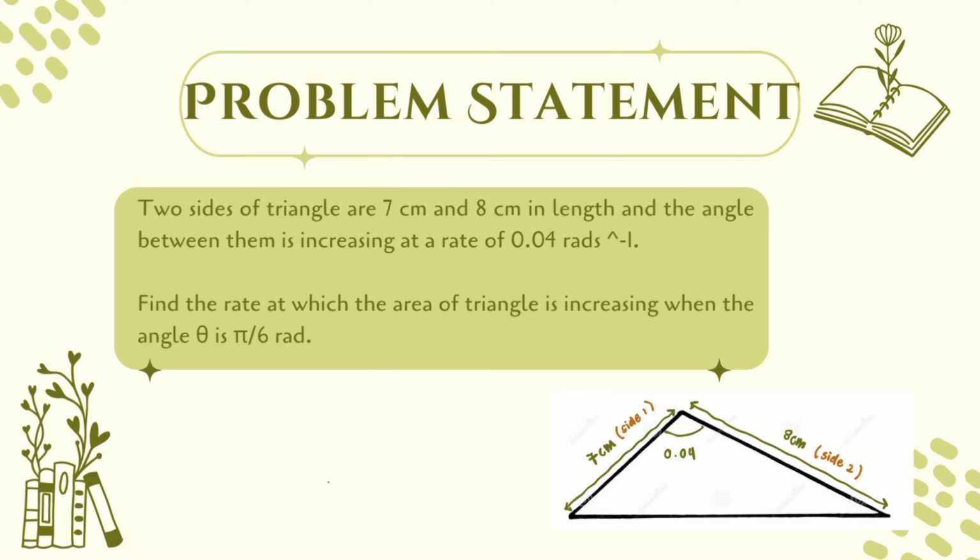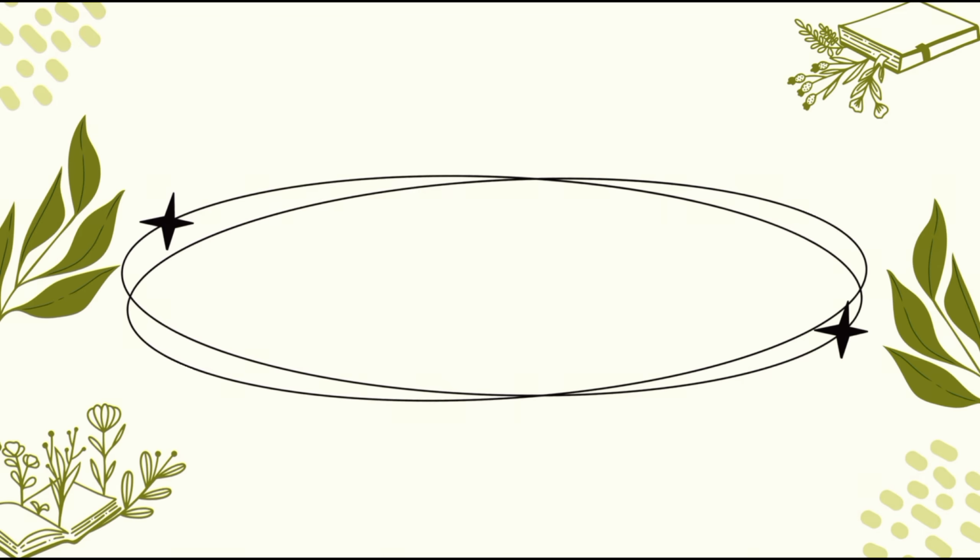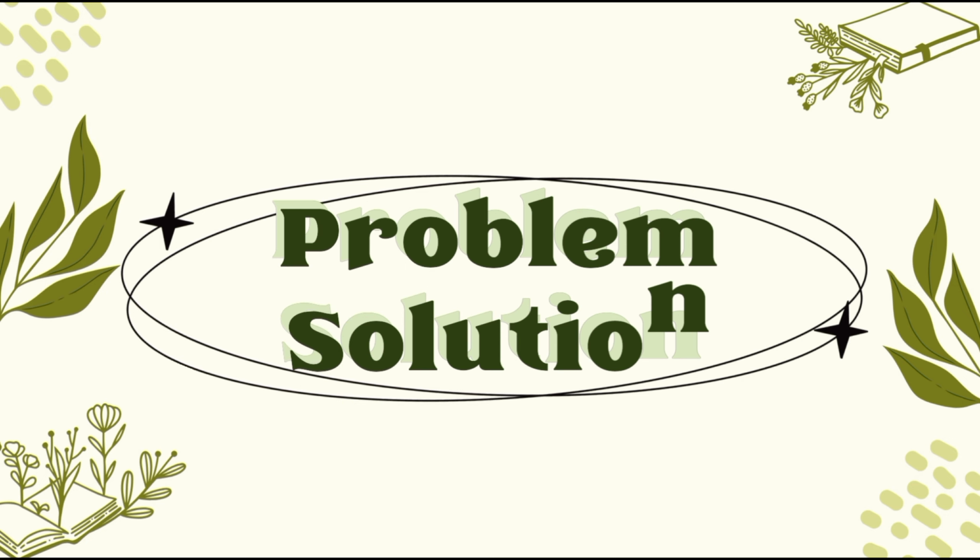Two sides of a triangle are 7 cm and 8 cm in length, and the angle between them is increasing at the rate of 0.04 rad/s. Find the rate at which the area of the triangle is increasing when the angle is pi/6 rad. Next, I will continue the presentation with the steps to solve the problem.